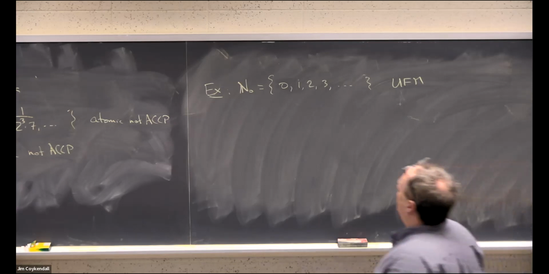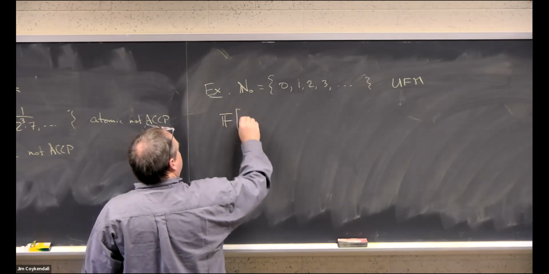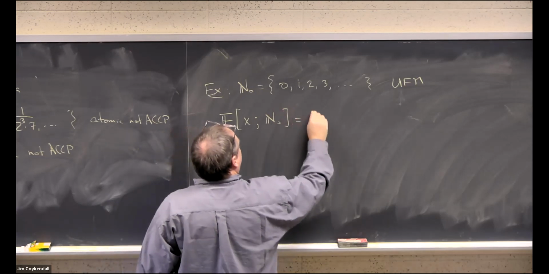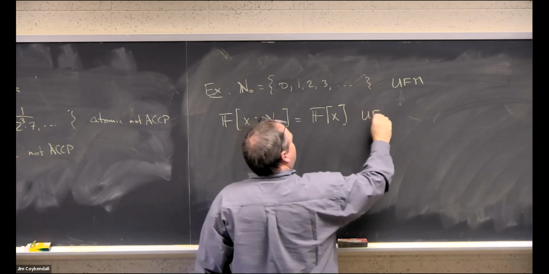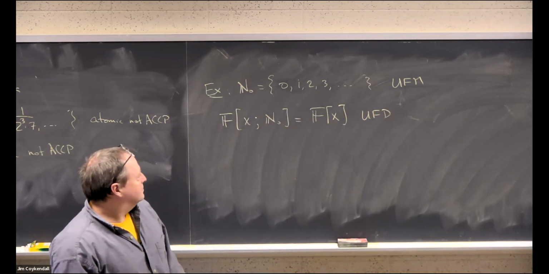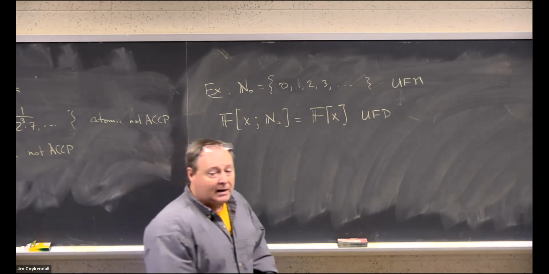If you look at F, X, and 0, this is Fx, which is a UFD. Nice. It's preserved just like it was in the Graham's model. Yep.